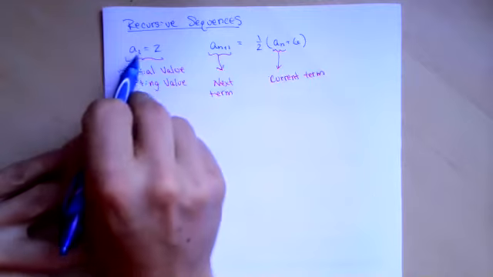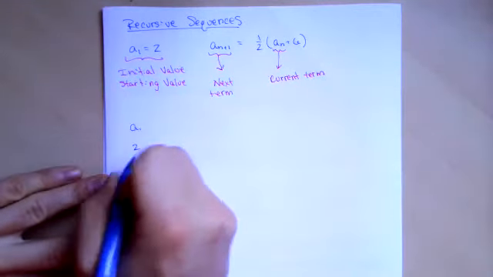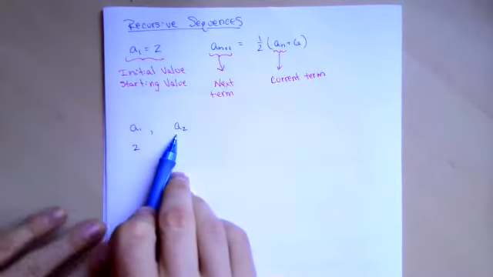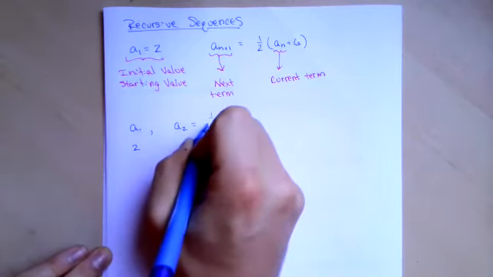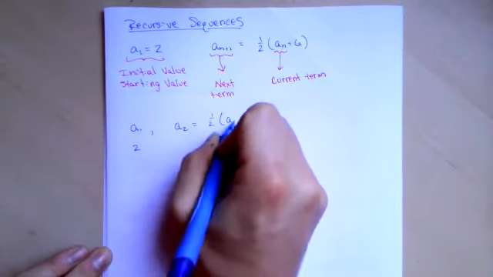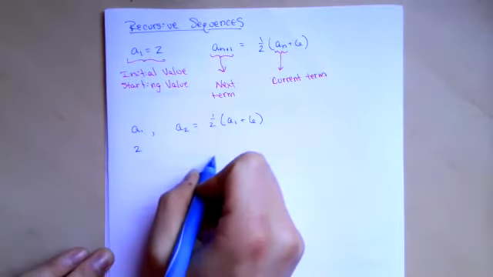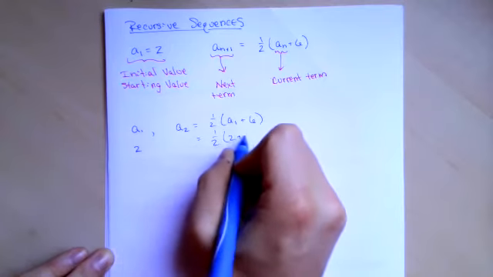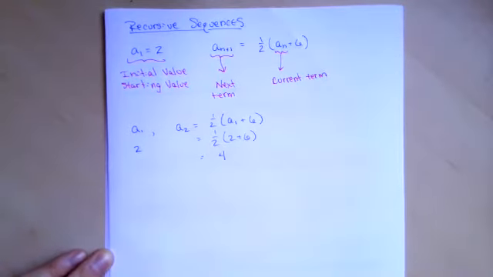So we have to start somewhere. So I know that A1 is just going to be 2. How do I find A2? Well, A2 is going to equal 1/2 A1 plus 6. So we plug in A1 to that guy, and we get a value.